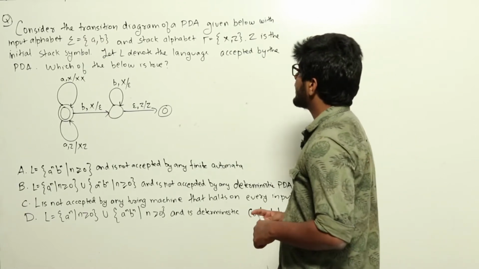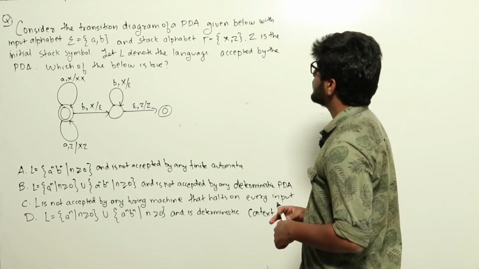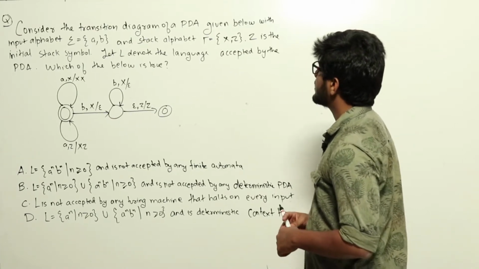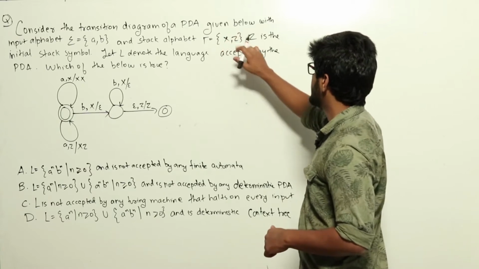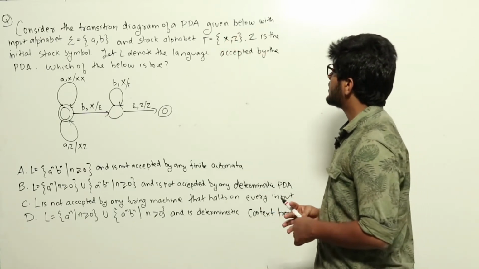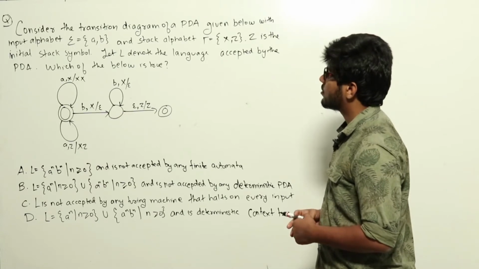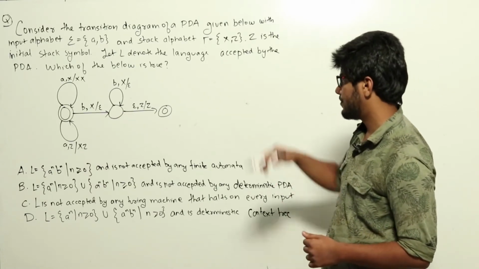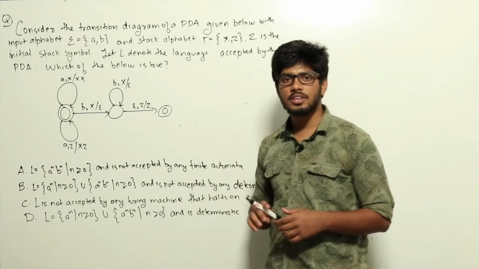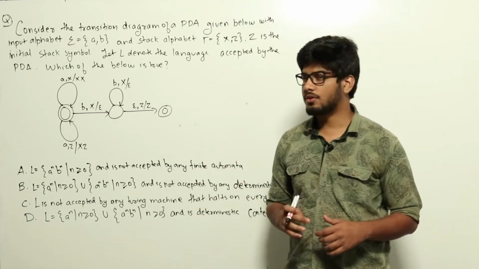Consider the transition diagram of a push-down automata given below with input alphabet sigma equal to {a, b} and stack alphabet equal to {X, Z}. Z is the initial stack symbol. Let L denote the language accepted by the push-down automata. Which of the below is true? And we have been given 4 options here. So this is a question coming from theory of computation section regarding push-down automata.